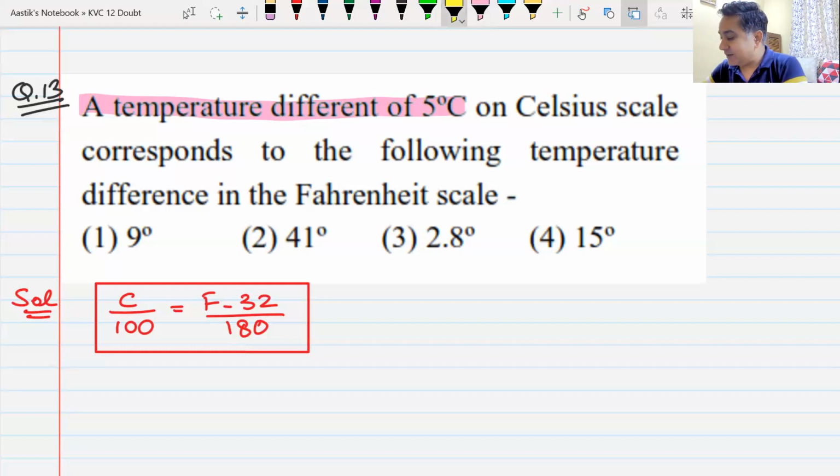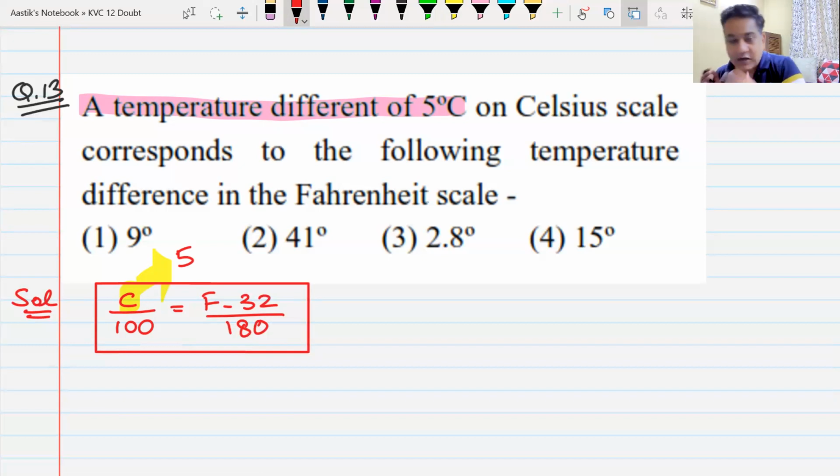So what you have done here, my dear friends, is you have put straight away C as 5. That means you are converting 5 degrees Celsius into Fahrenheit. That is correct, that is 41. But that is not the difference of 5 degrees Celsius. Do we understand this? Yes, sir.